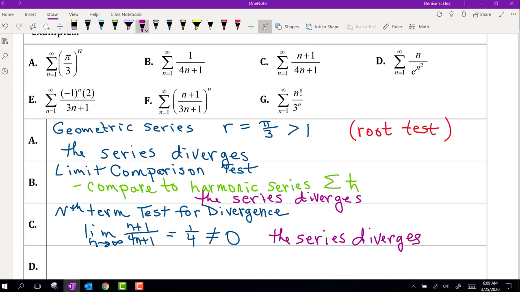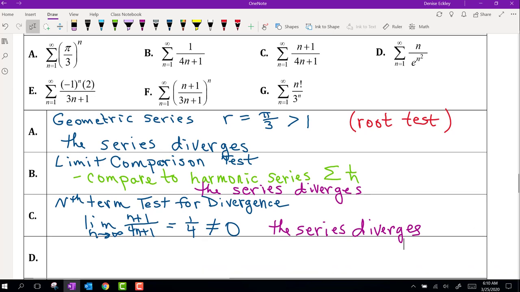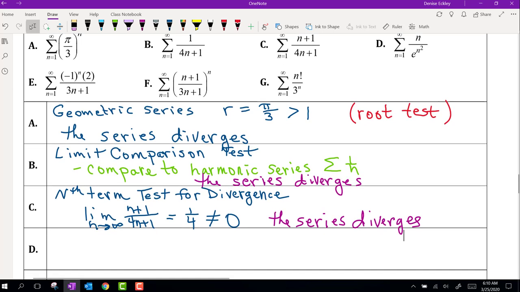Letter D. Letter D is kind of a strange one. You have n, you have e to the n squared, but if you notice, none of the other tests seem to fit. So my go-to one, especially if it seems like I can integrate something, is the integral test. So letter D is going to be the integral test.